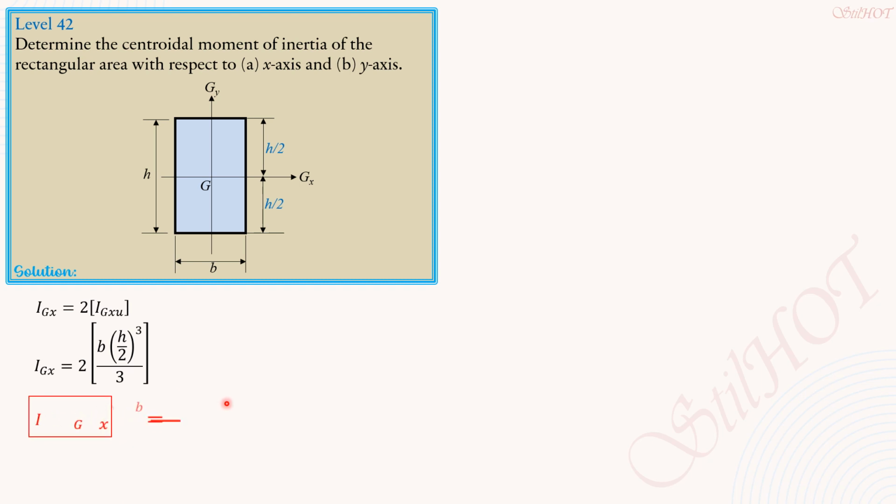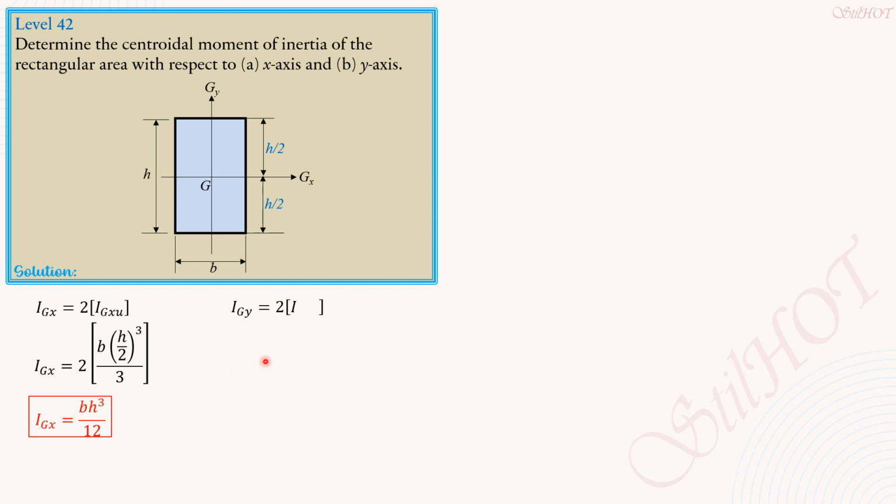So from now on, remember that the moment of inertia of a rectangle, especially for beginners, is bh cubed over 12. You need to know this because we're going to apply this in parallel axis theorems in dealing with composite areas later on. Then likewise, IGY is b cubed h over 12.